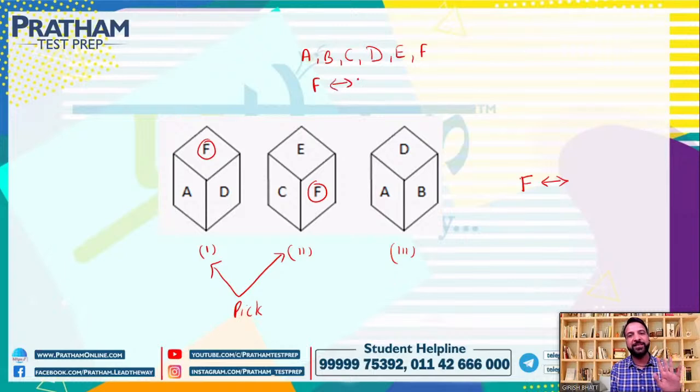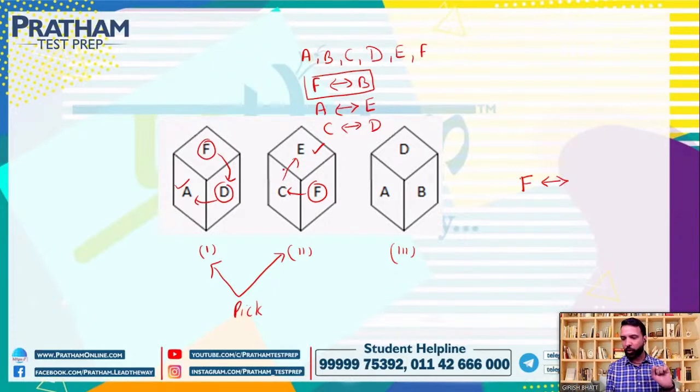Now you can answer such questions within seconds. And let's say which letter is opposite to A? Do the same, clockwise rotation. Third one is A here. Third one is E. So A and E are opposite. And the second number, C and D are opposite. Got the point? How to tackle any question.